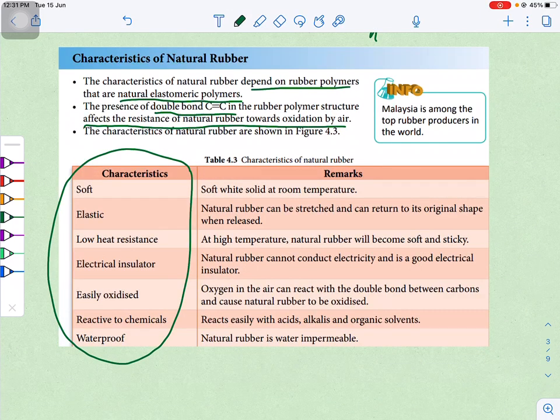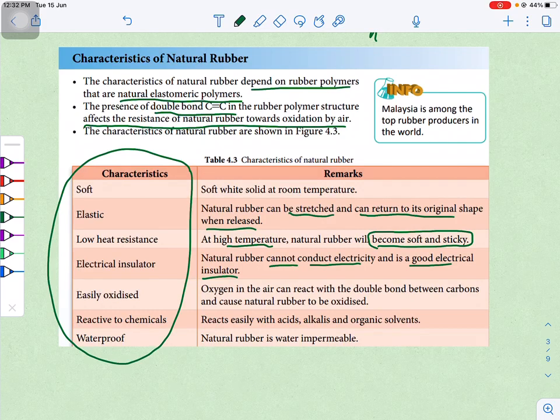So because of the presence of this carbon-carbon double bond, we have these characteristics. Number one, soft white solid at room temperature. So how can you imagine? It's like when you pegang tepung, soft, very soft and white in color, and it is white solid. Elastic, it can be stretched, you boleh tarik. And then, bila you lepaskan, it can return to its original shape when you release. Low heat resistant. The natural rubber at high temperature will become soft and sticky. Okay, dia akan jadi melekit. Electrical insulator is also characteristic of natural rubber. Cannot conduct electricity. So, it is good as electrical insulator.